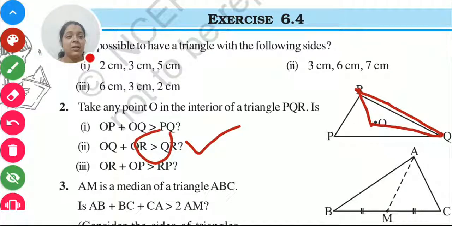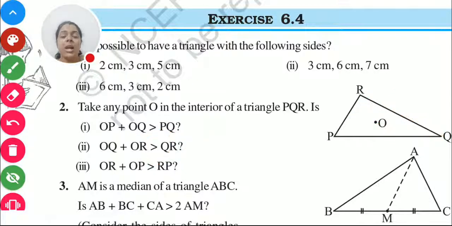So let's check. OP here, OR here. When we add these two, it will be greater than the third one. Right? That's completely solved. Please let me know, do you have any doubt?